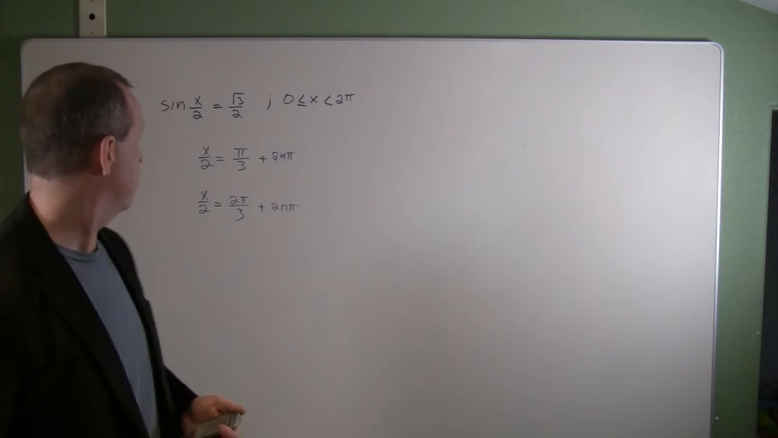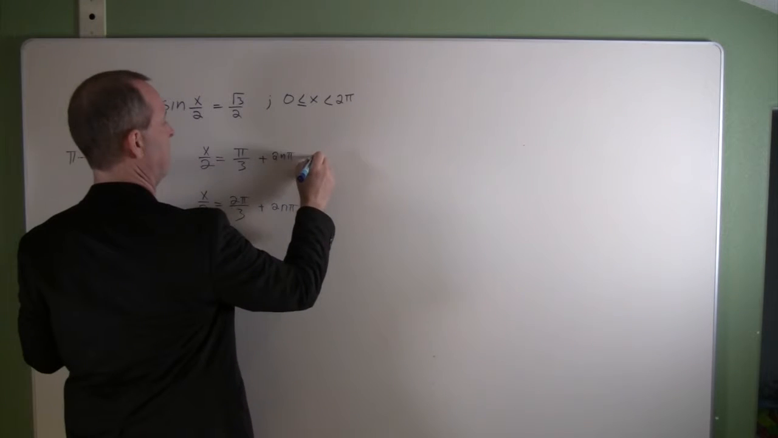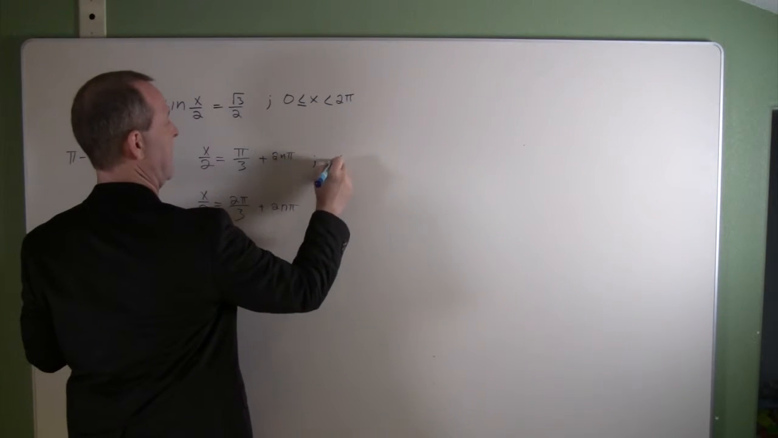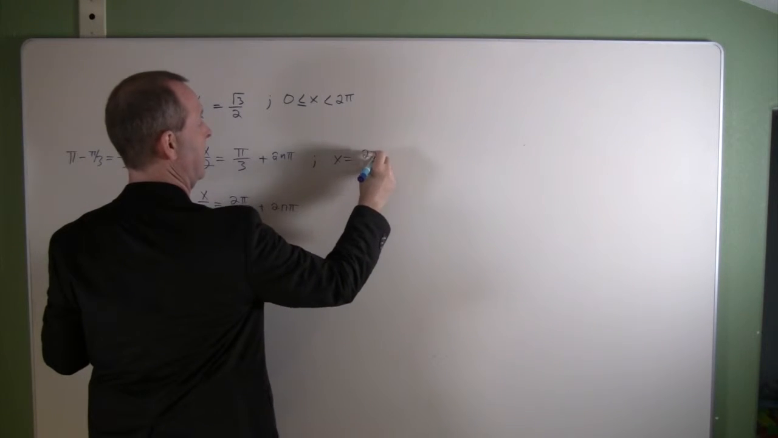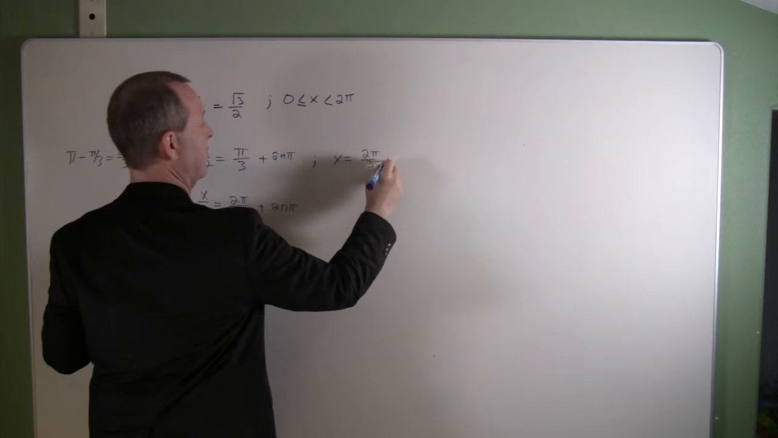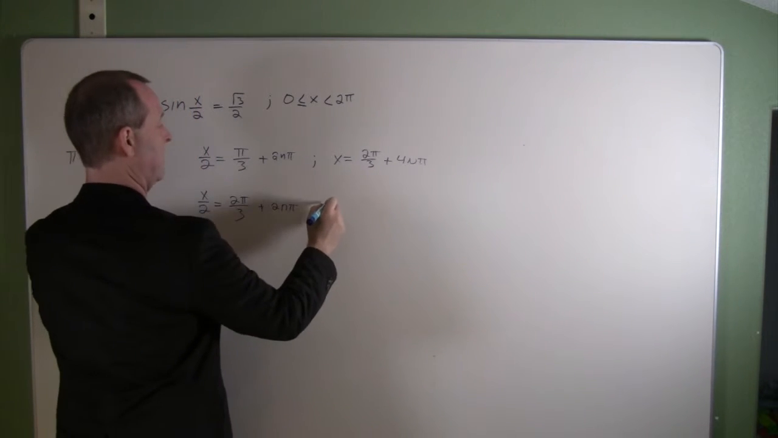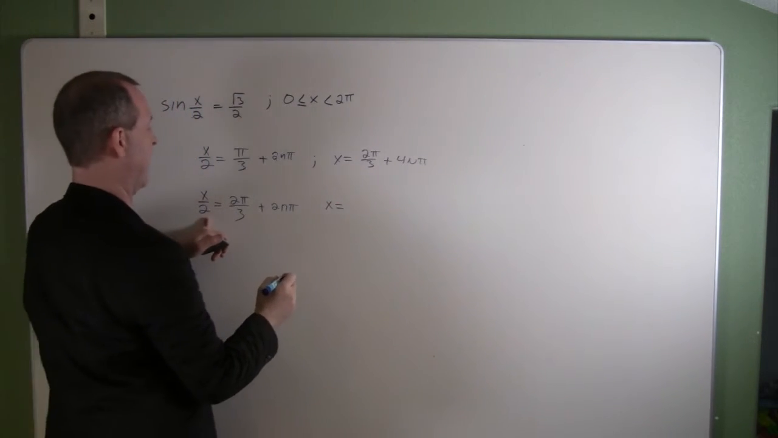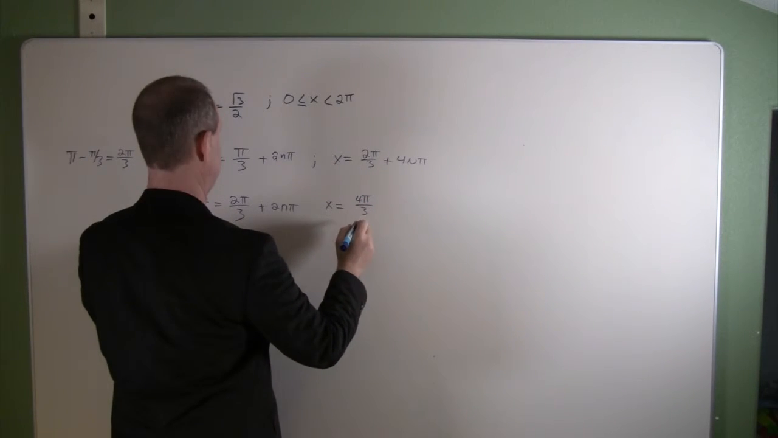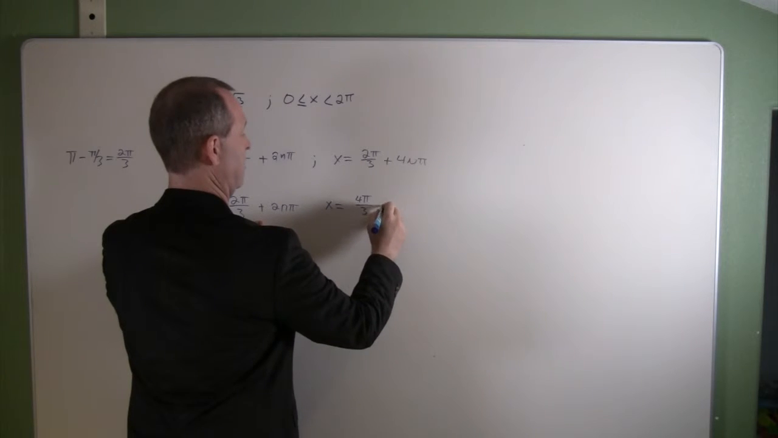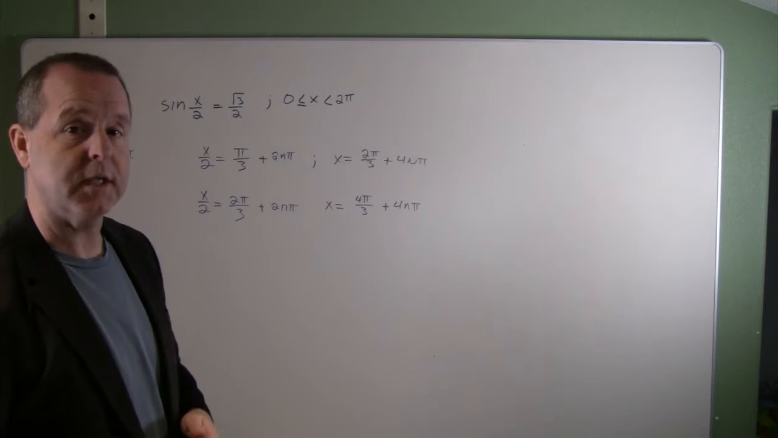Since I haven't solved for x yet, let's divide everything by 2. So I can do that first. I have x equals, multiply everything by 2, 2 pi over 3 plus 4 n pi. And down here, x equals, multiply everything by 2, 4 pi over 3 plus 4 n pi. So those are all my solutions for x.